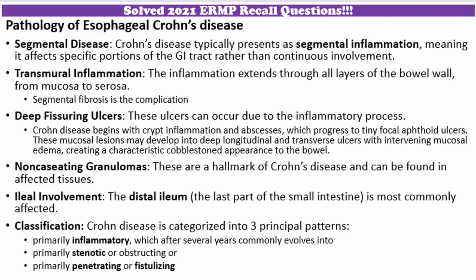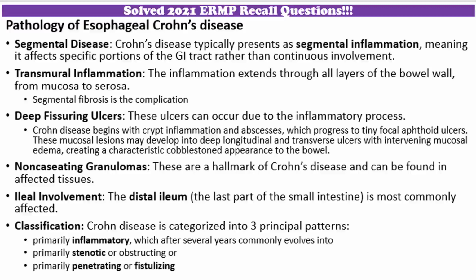The pathology of Crohn's disease is characterized by some essential features such as segmental inflammation, meaning it affects specific portions of the GI tract rather than continuous involvement. Transmural inflammation that extends through all layers of the GIT wall, from mucosa to serosa, leads to segmental fibrosis and stenosis of the alimentary canal upon healing. Ulcers can also occur due to the inflammatory process.